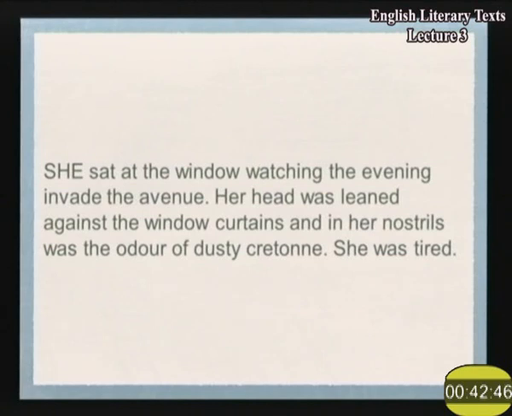She sat at the window watching the evening invade the avenue. Her head was leaned against the window curtains, and in her nostrils was the odor of dusty cretonne. She was tired.